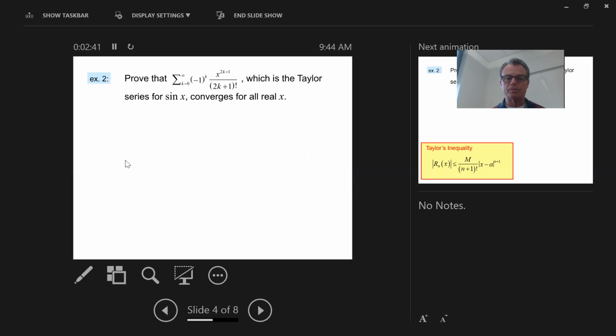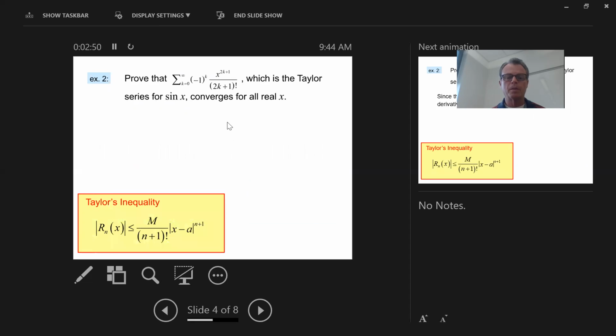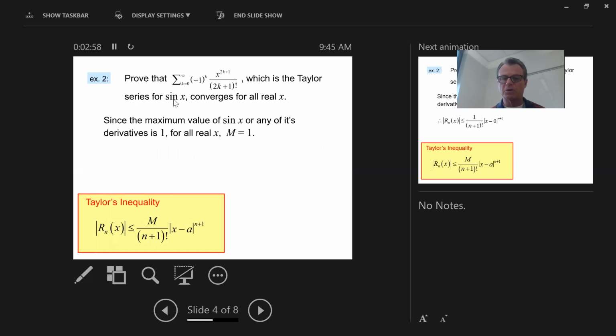So we have this example. Don't worry about where it says prove. Just keep in mind what's going on here. So there's the inequality. So we've got to find the maximum value. So here, we're telling you it's the sine of X. So the sine, the highest value it takes on is 1. The derivative of the sine is cosine. The highest value it takes on is 1. So this M in the numerator is going to be a 1. That's what we're looking for. The highest value that the next term could take on when we stop here.